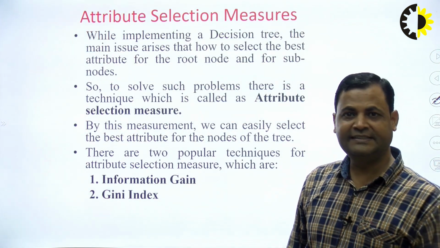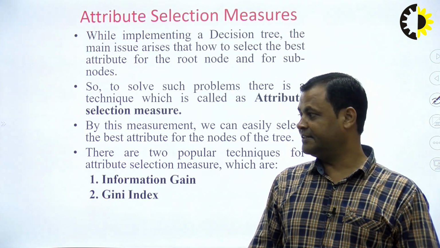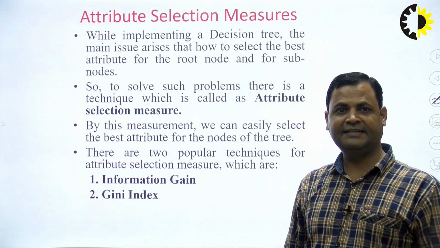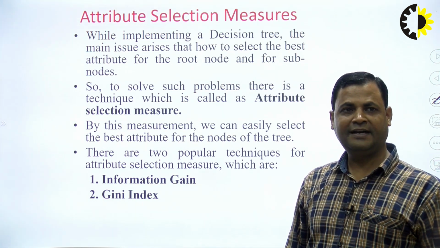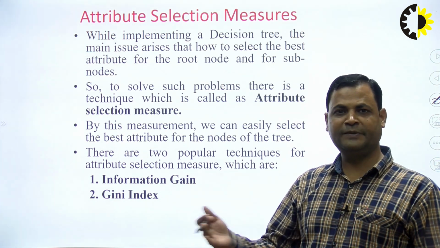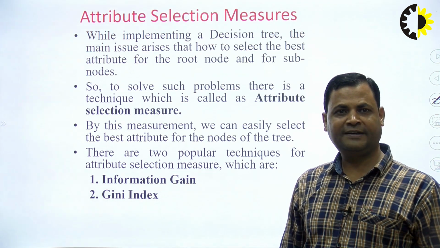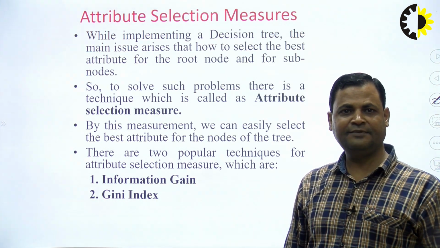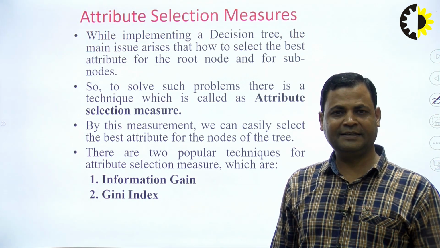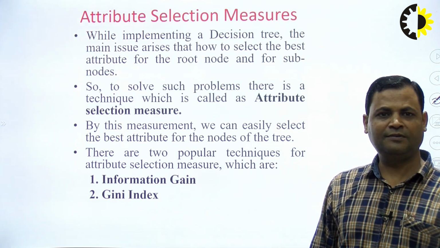We'll again move on and see what are the constructs, what are the parameters that are needed in order to create the decision tree. Attribute selection measures: while implementing a decision tree, the main issue arises of how to select the best attribute for the root node and for sub nodes. In order to create the decision tree, we need to create the root node. So how should the root node be created? The root node should be created based on the best attribute. To solve this problem, there is a technique called the attribute selection measure. With the help of the attribute selection measure, we will measure which is the highest attribute that will be selected for the root node. By this measurement, we can easily select the best attribute for the nodes of the tree.